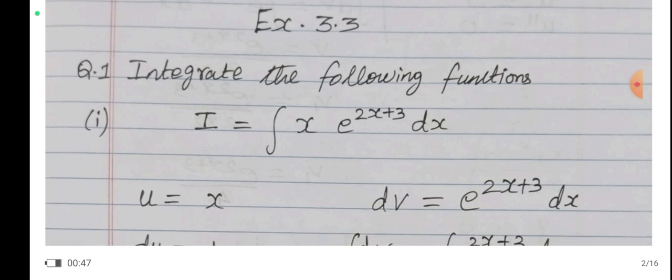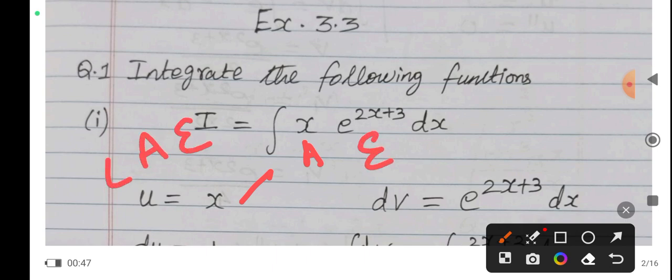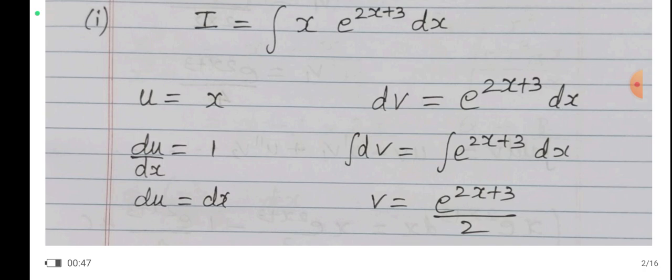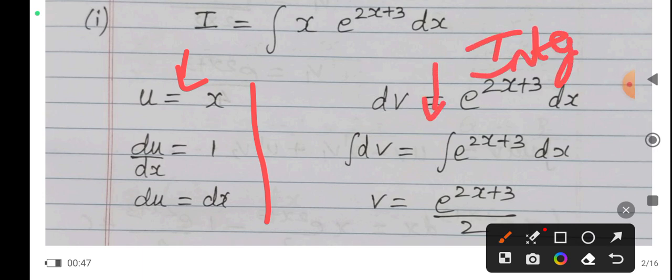Now exercise 3.3. So we are doing the first one, integrate the following function. Since this is algebraic and exponential, I'm just using LAE itself. So algebraic is u and exponential is dv. So make sure of one thing: in the u part you're going to differentiate, and in the dv part you're going to integrate. One place differentiation, one place integration.